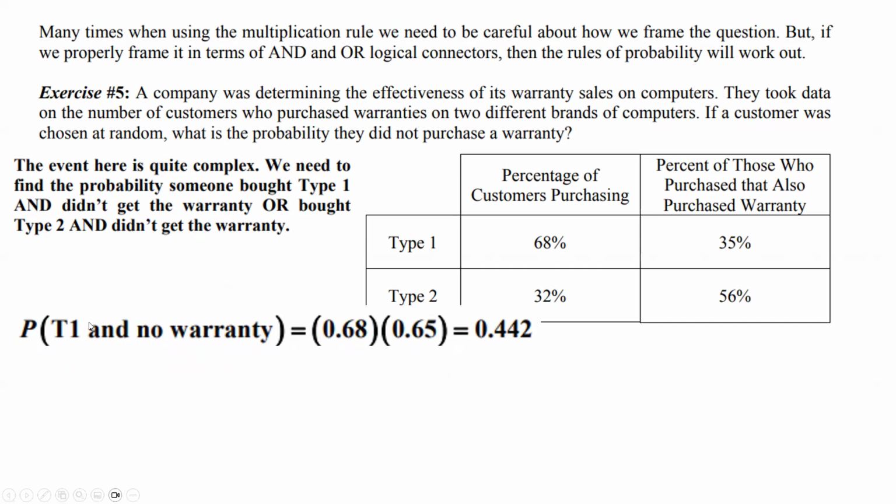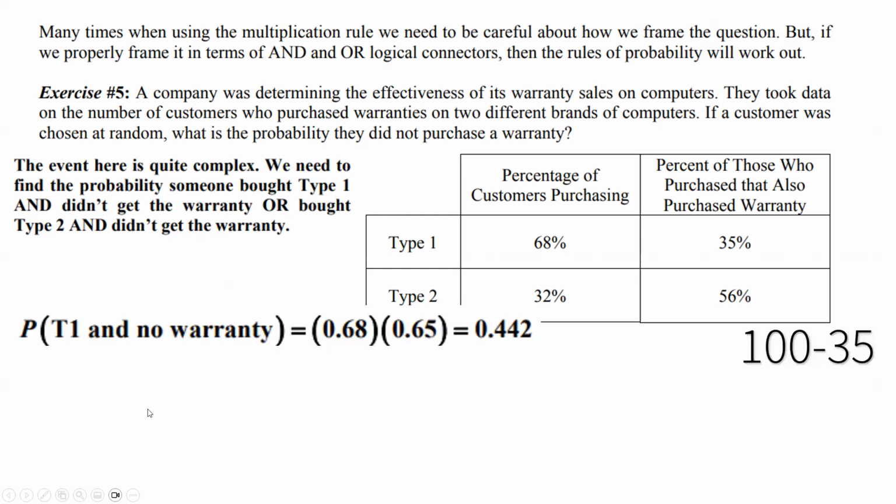So what's the probability of taking type 1 and it has no warranty? Well, type 1 computers was 68%. Okay. Now, the 65%, where does that come from? Well, if you take 100% and subtract the 35% of those that did get the warranty, that means the 65% didn't get the warranty. So multiplying those two percentages together, you get 0.442.